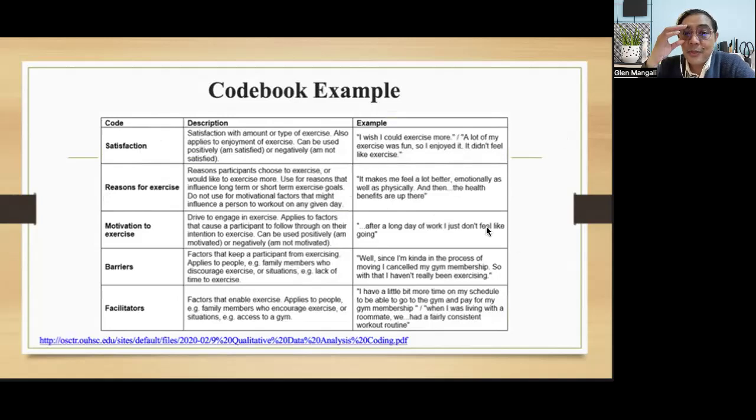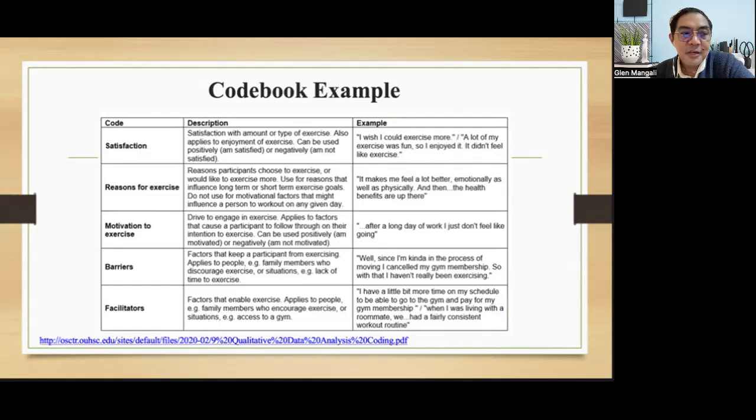Usually, class, when you are thinking of codes or categories, it must be supported by literature as well, or it could be an emerging terminology that can be operationalized based on your study.